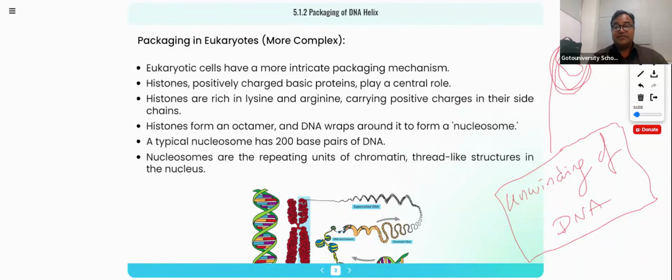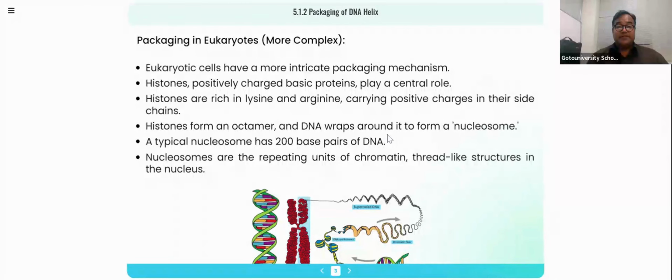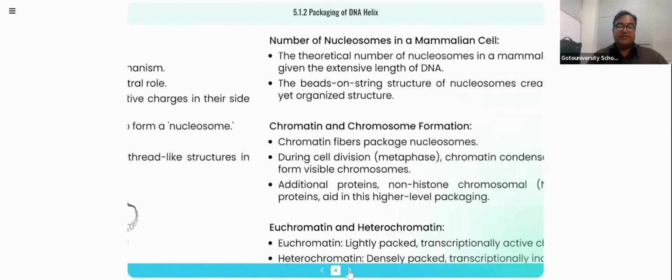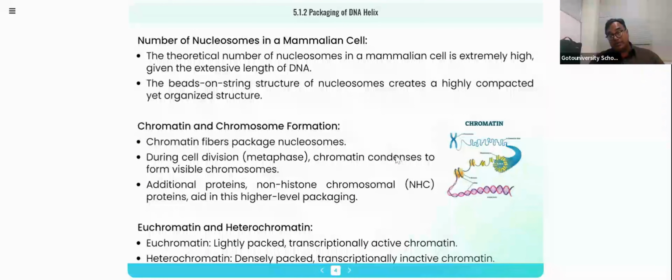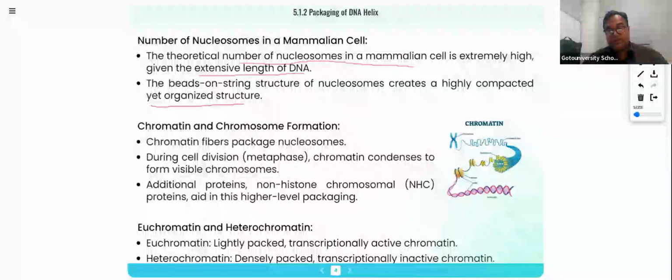Now we are coming to the next basic segment in the packing of the eukaryote: the number of nucleosomes in a mammalian cell. We know very well the theoretical number of nucleosomes in the mammalian cell is extremely high, given the extensive length of the DNA. Right? The beads-on-a-string structure of the nucleosome creates a highly compact yet organized nucleic acid structure. So there is a structure we already saw in the last slide.